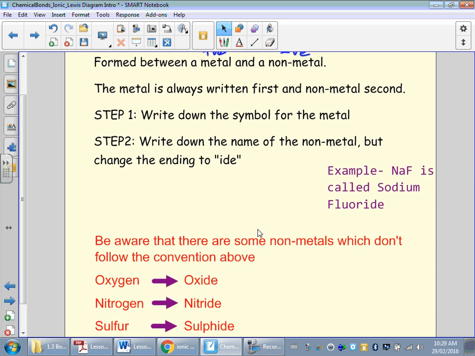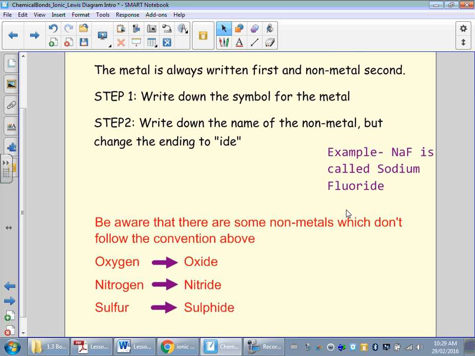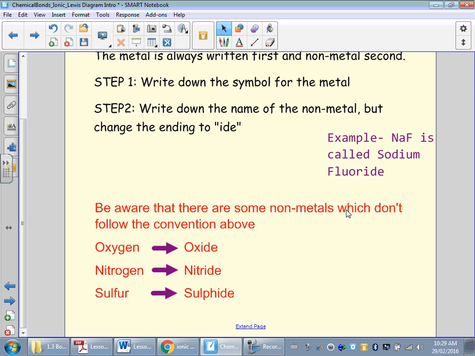So a simple example would be sodium fluoride, where you had sodium and fluorine. Sodium comes first because it's the metal, and you just write out the name of the metal, and then you change fluorine to fluoride. But be aware that there are some non-metals which don't follow the convention. They have a slight change in the way that they're worded. So oxygen becomes oxide and not oxygenide, or something to that effect. Nitrogen becomes nitride, and sulfur becomes sulfide. You're just going to have to remember those ones. So for example, magnesium and nitrogen together bonded ionically, the compound would be magnesium nitride.